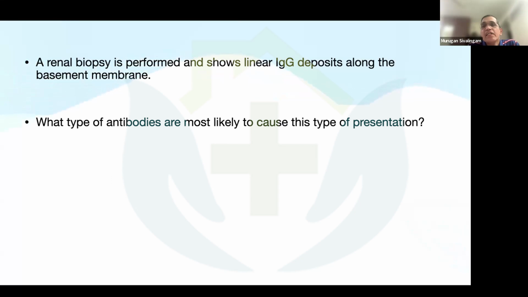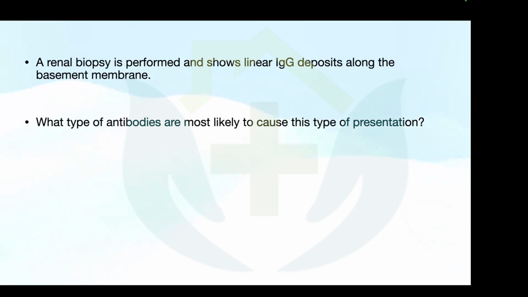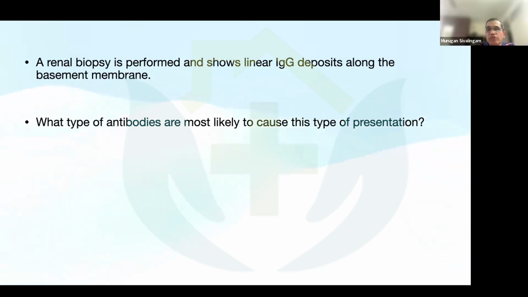Say you've done a renal biopsy, and what you see is linear IgG deposits along the basement membrane. So now, what is the most likely diagnosis, or what antibodies are likely? Goodpasture's syndrome. Very good. So it's likely to be Goodpasture's.